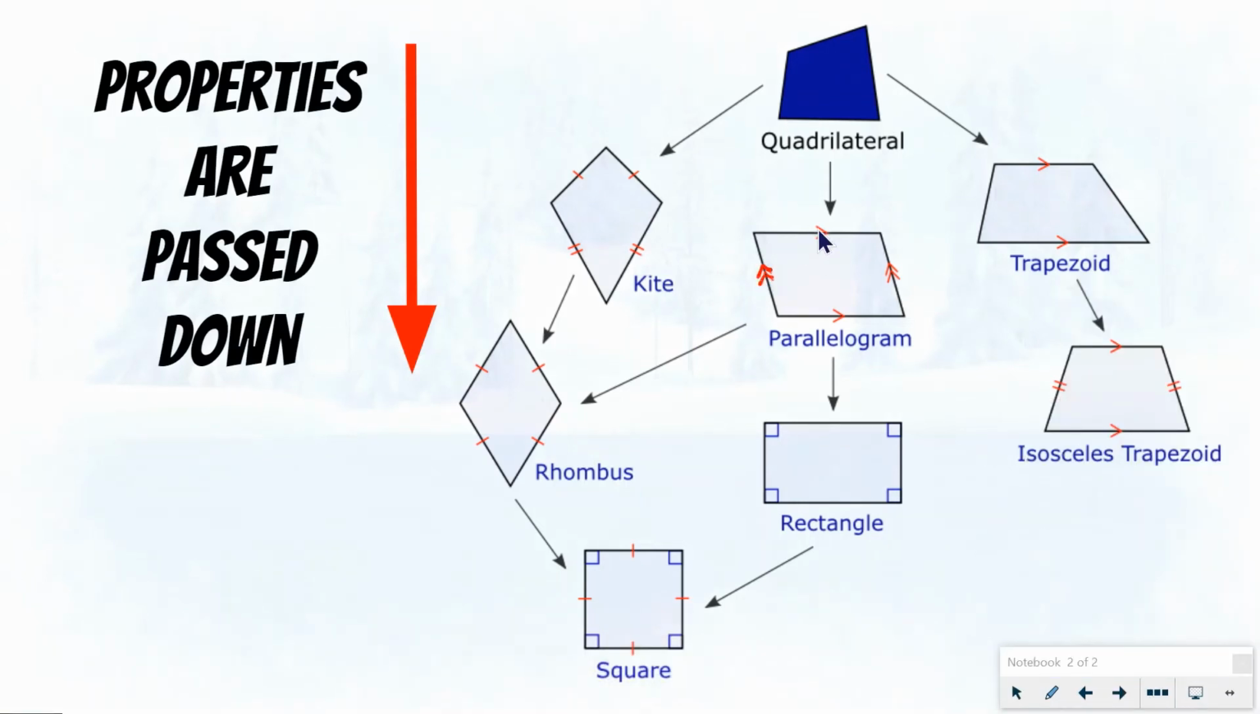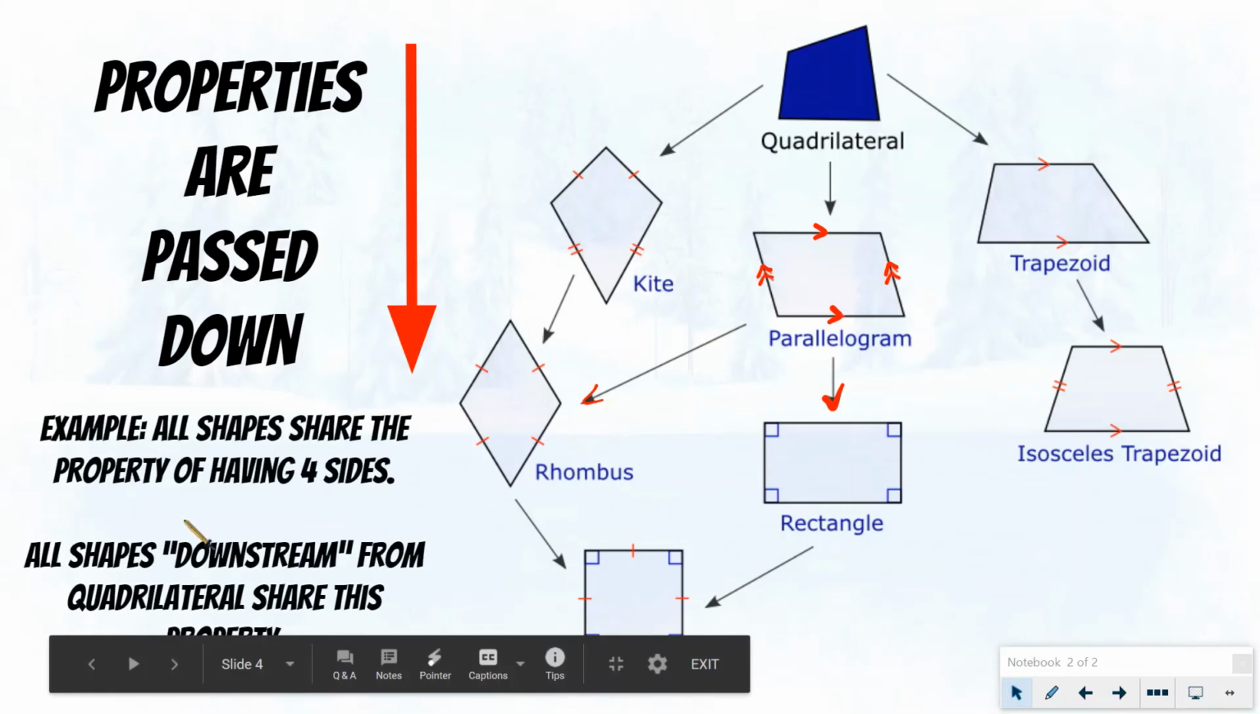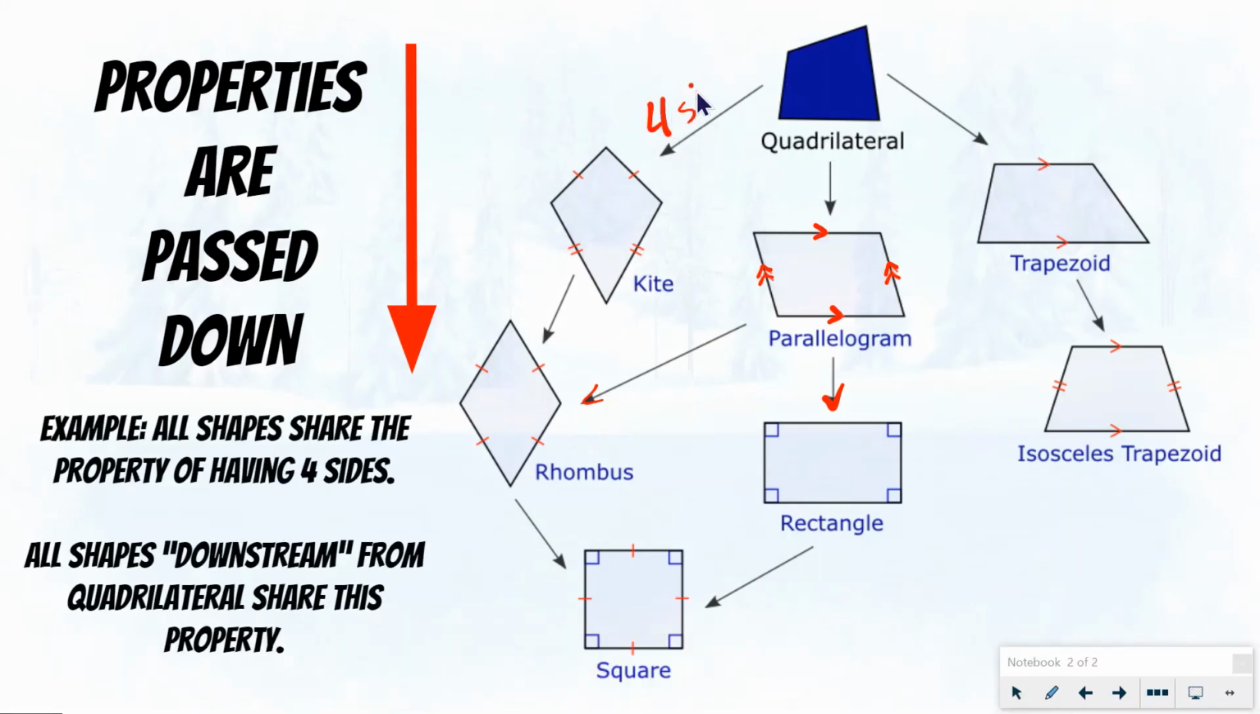Let me get one more example of that. Parallelograms, the key feature there is that opposite sides are parallel. So these two are opposite and they're parallel to each other. These two are opposite and they're parallel. That gets passed down to both a rhombus and to a rectangle. So these arrows are indicating that properties get passed down. The easiest one is that all of these are quadrilaterals. Every shape under the umbrella or downstream of quadrilaterals gets that same property of four sides. And then everything that's downstream of parallelograms gets the property that comes with parallelograms, which is opposite sides being parallel.